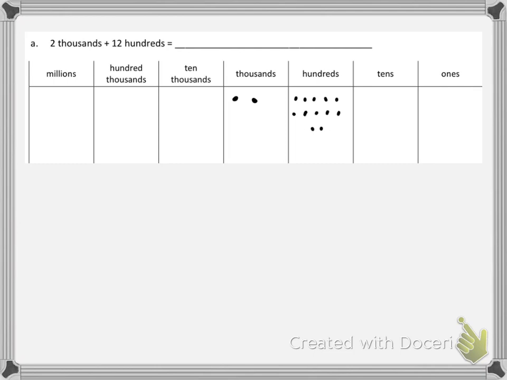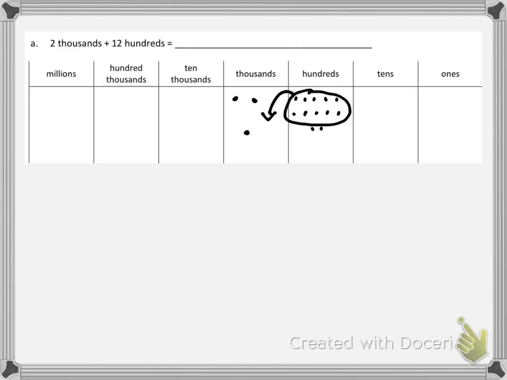1, 2. Now, notice, like we did in the last problem, anytime that we have 10 discs all together in one column, we can bundle them up and cash them in to the thousands, the column right to the left of where we're at, and we can give 1 dot, because that represents 1,000.